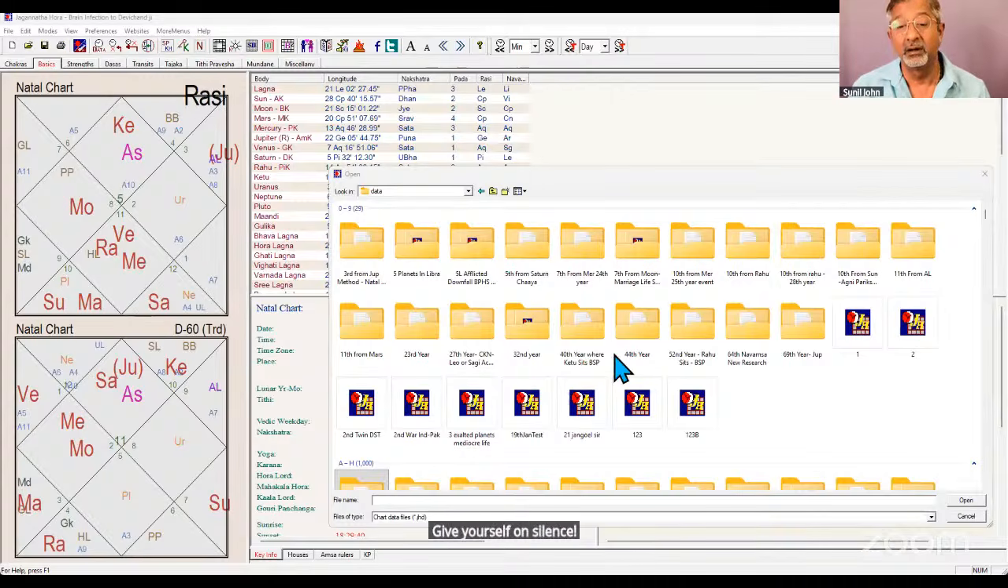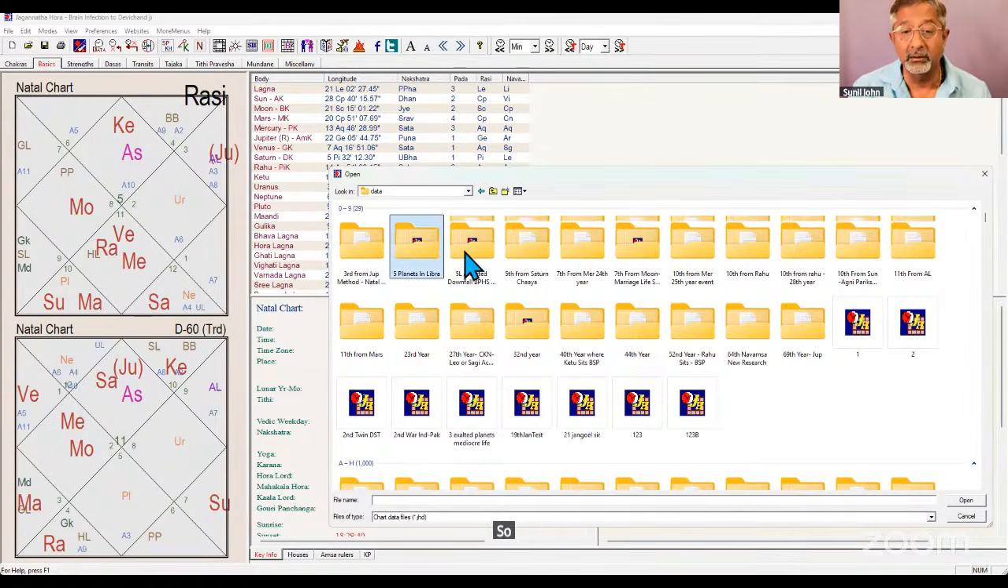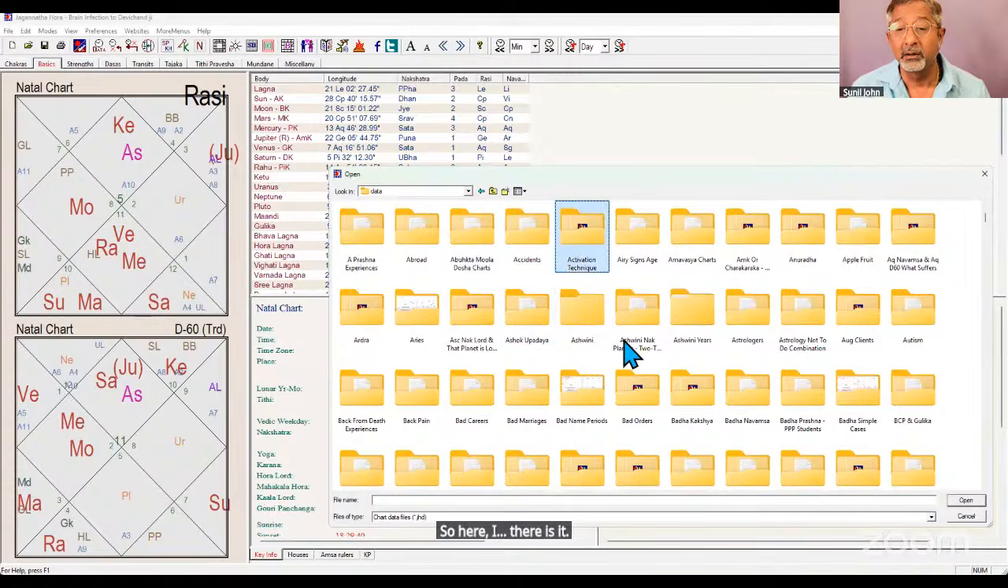Okay, one second. Keep yourself on silence. Why do you all allow yourself to be unmuted? So here where is it? Our folder is gone. Wait.